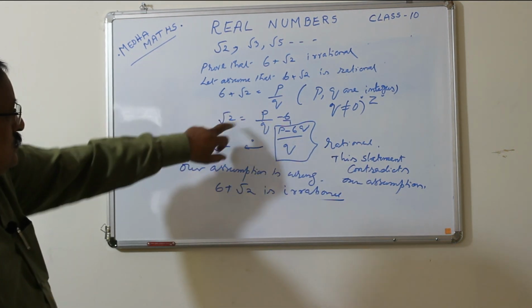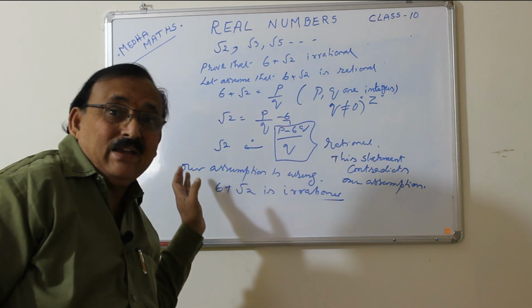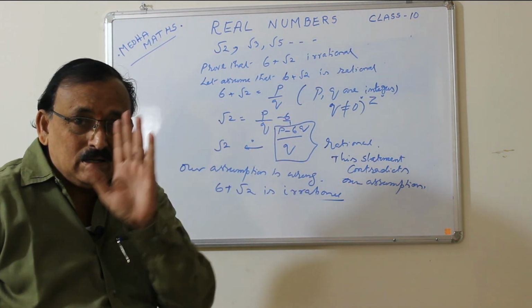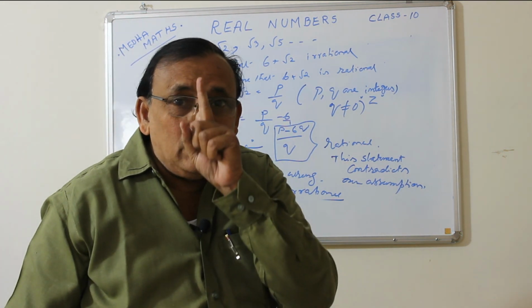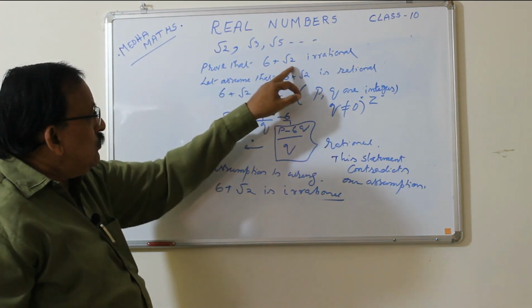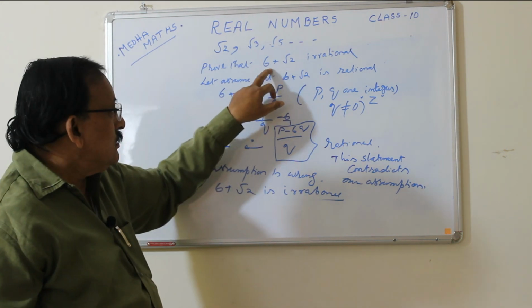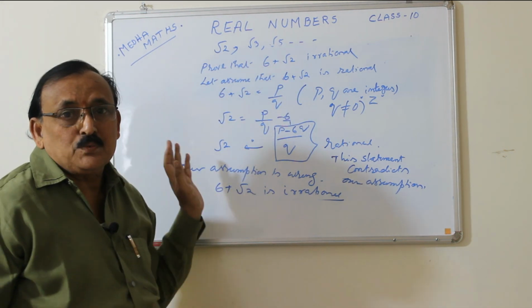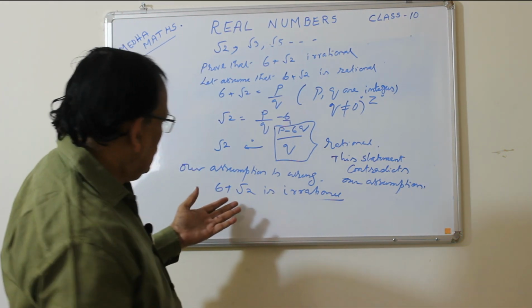Here, 6 plus root 2, we transposed the 6 over. Sometimes we have to take the squares, but it is not necessary. Please observe. If only one root, one irrational number is there, you need not go for the SOBS. SOBS means squaring of both sides. So this is like that.